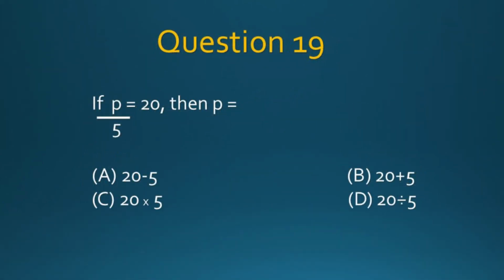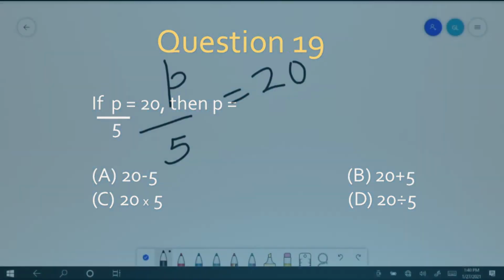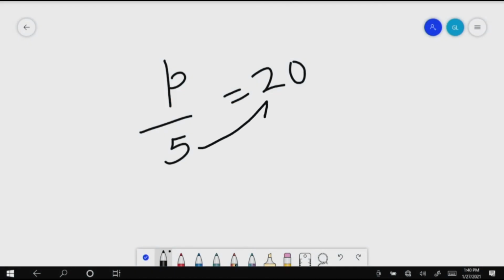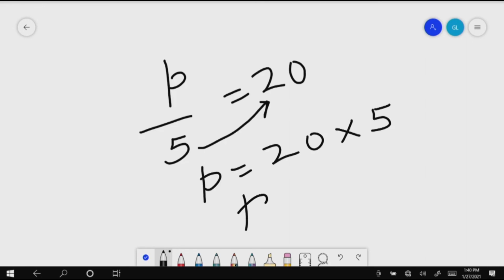P upon 5 equals 20, a linear equation. They want the value of P. In transposition, taking a denominator over the equal sign makes it a multiplier, hence P would have been 20 times 5, where P is equal to 100.